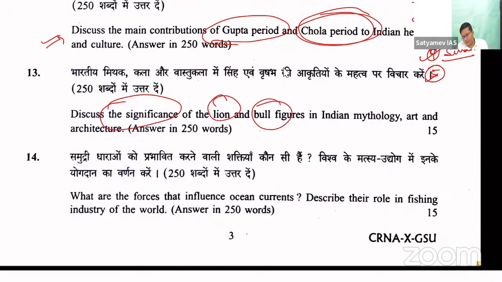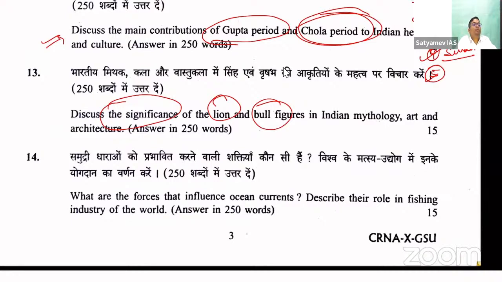In mythology also, do you have the concept of Nandi? Nandi vahana, lion or bull? Bull. So Nandi vahana is the bull. You can talk about that. The bull was considered the vehicle of Lord Shiva, which is considered as what? Nandi. So there it is given significance as God.